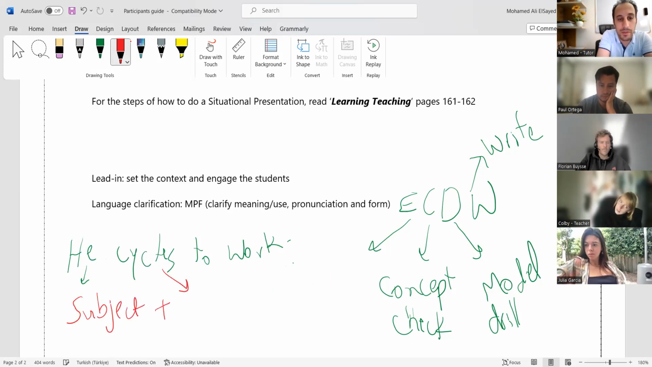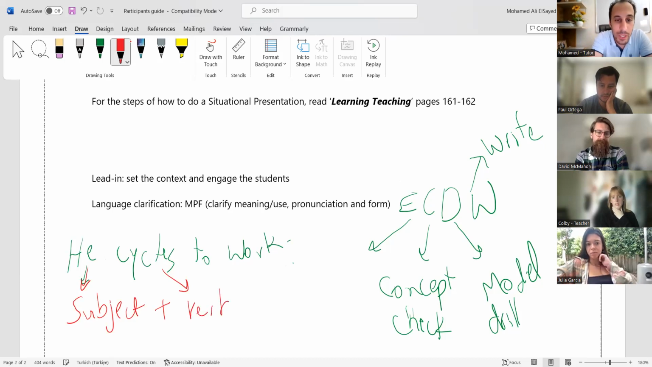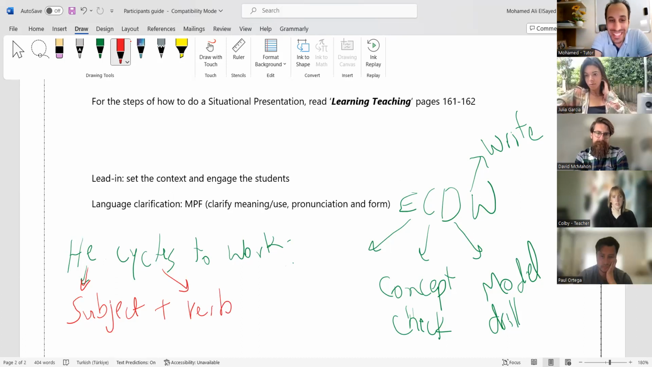Plus the grammar name for cycles. Verb. Excellent. So with he, she, it, what do we add to the verb? Yes, s or es. Plus the rest of the sentence, or you write object.